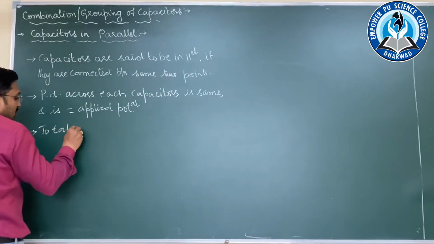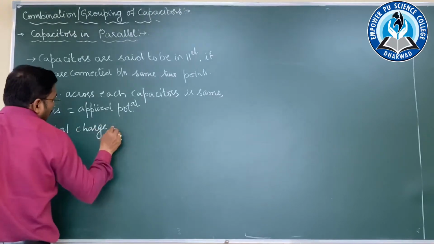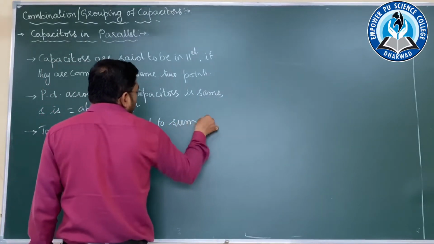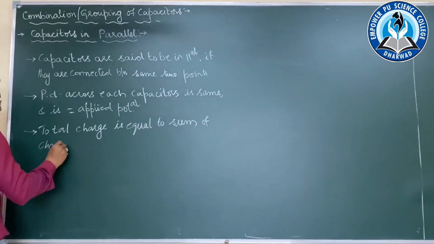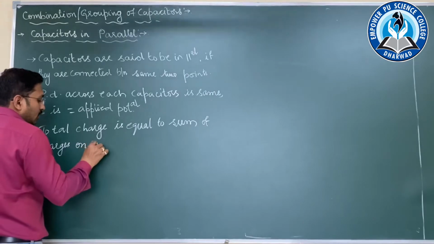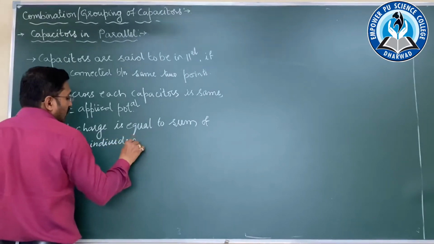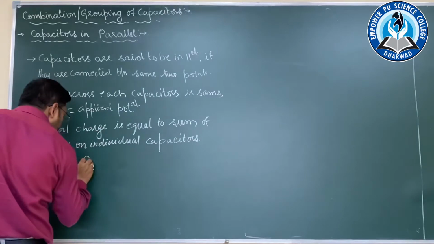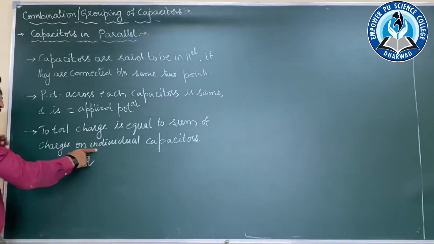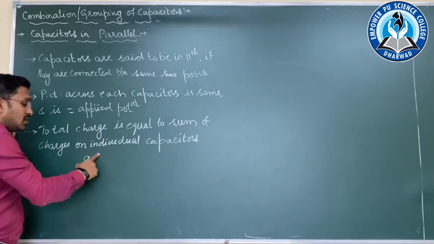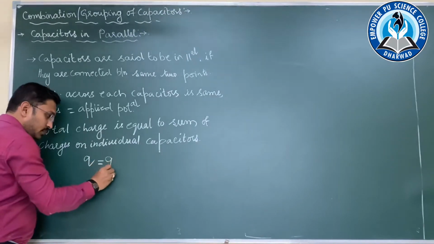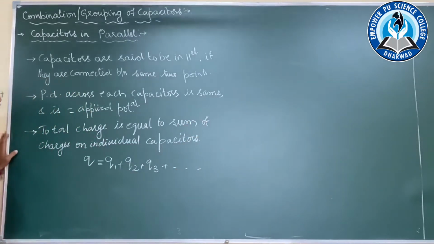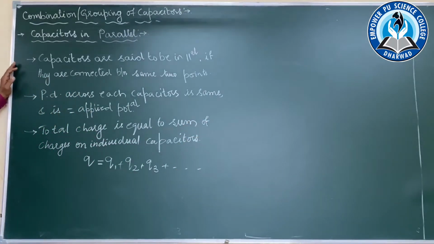Then the total charge is equal to the sum of charges on individual capacitors. You should note this. If Q is the charge developed across the combination, then Q is equal to the sum of the charges developed on individual capacitors. You should note all these things.